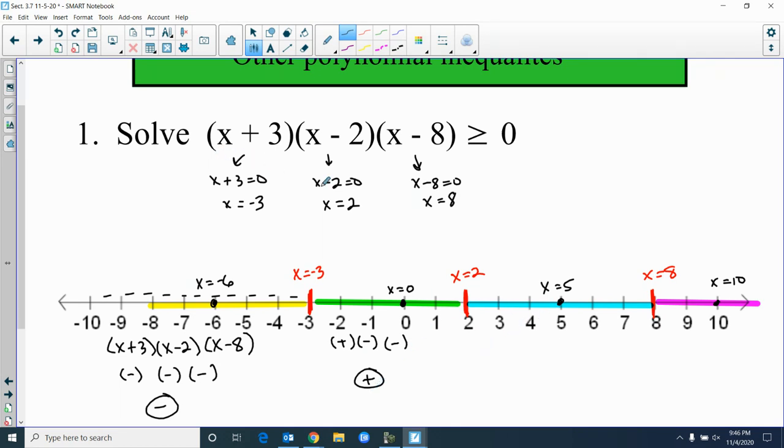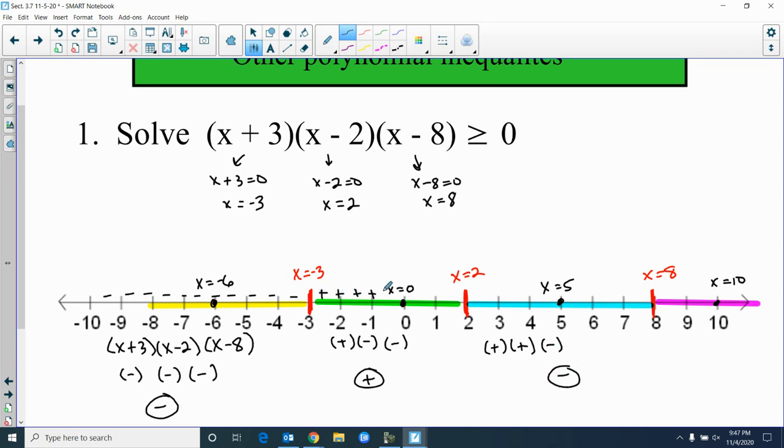Pick 5. 5 plus 3 is 8, which is positive. 5 minus 2 is 3, which is positive, and 5 minus 8 is a negative. Well, two positives and a negative will multiply together to give a negative. Oh, let me go back here.